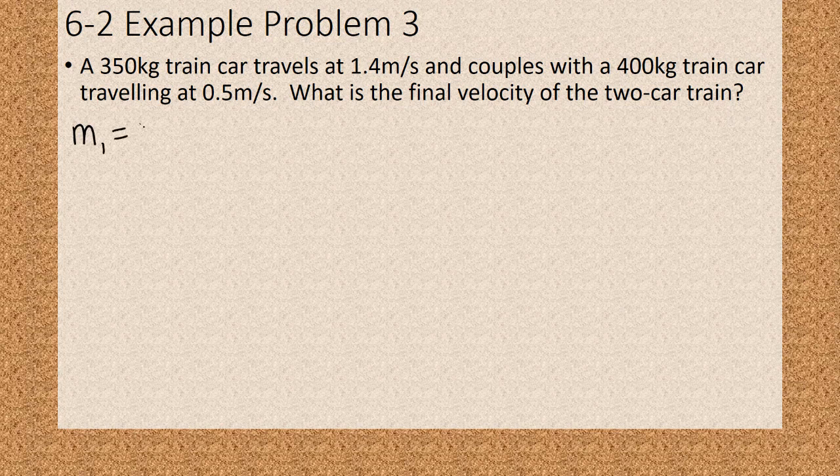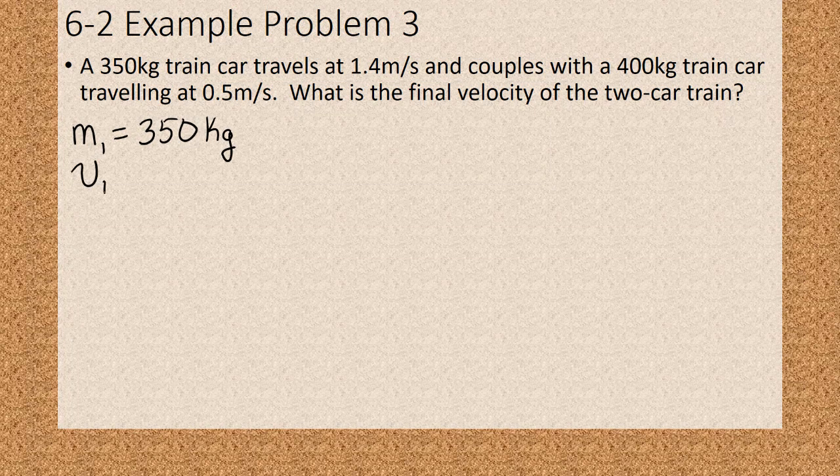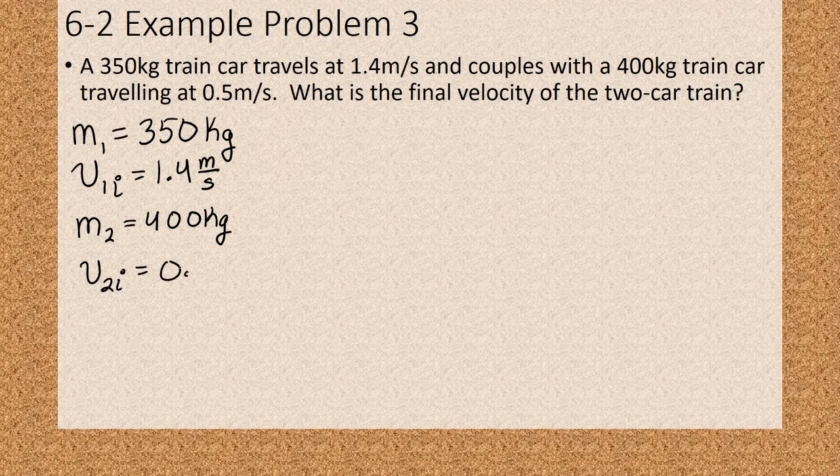Start with your givens. M1 is 350 kilograms, traveling at 1.4 meters per second. M2 is 400 kilograms, traveling at 0.5 meters per second. They're both positive velocities because both trains are moving in the forward direction. So they're going to combine together as the second car catches up to the first, or the first catches up to the second, I should say.